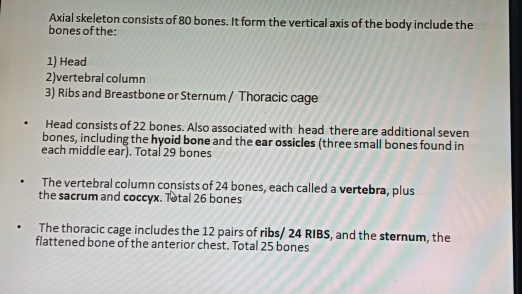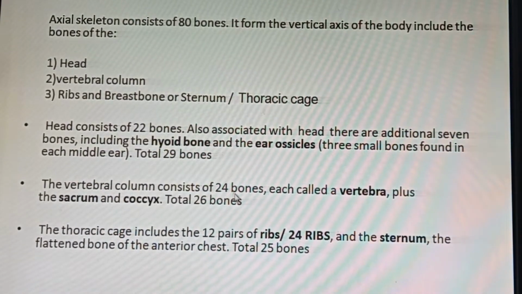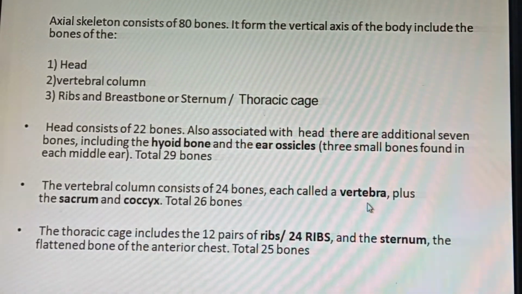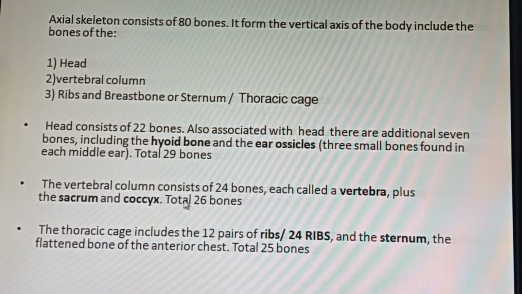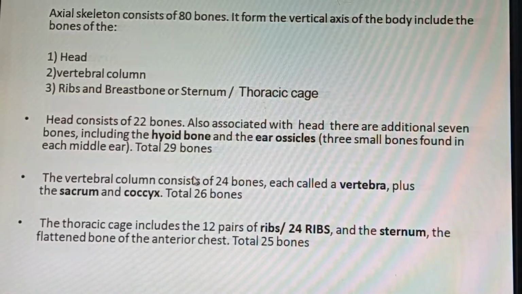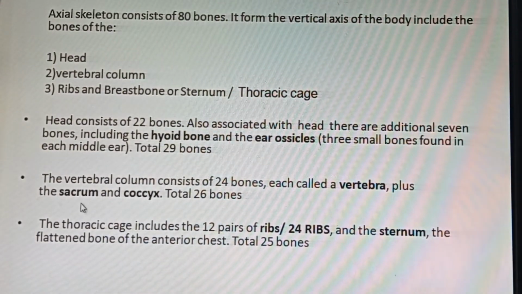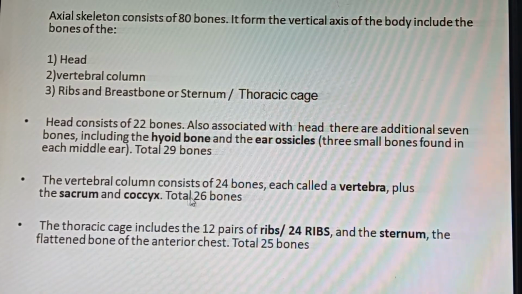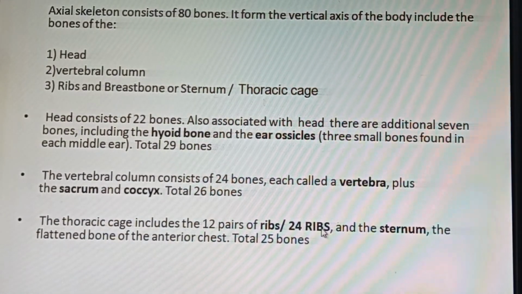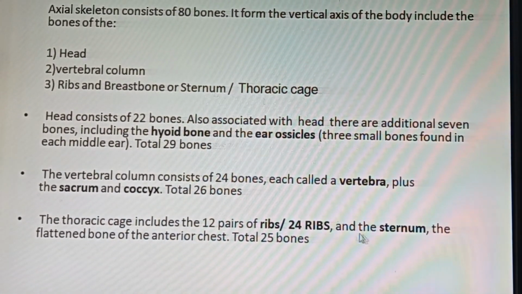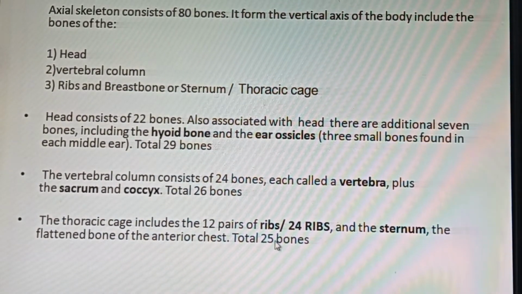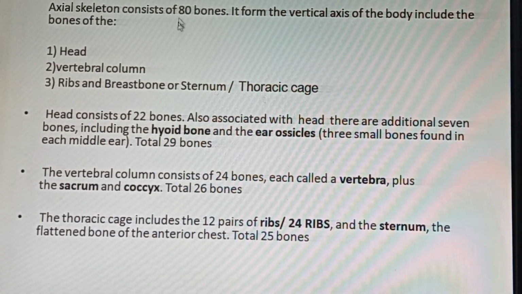Vertebral column has 24 bones. We call these bones vertebrae, plus sacrum and coccyx, so there are total 26. In thoracic cage, 12 pairs of ribs, or we can call it 24 ribs, and sternum, so they are total 25. If we add 29, 26 and 25, the sum of these three is 80.